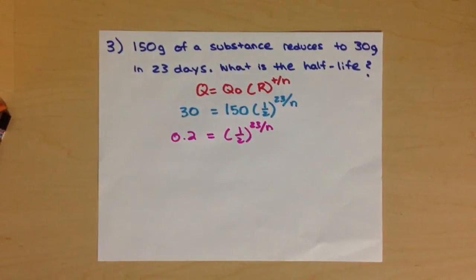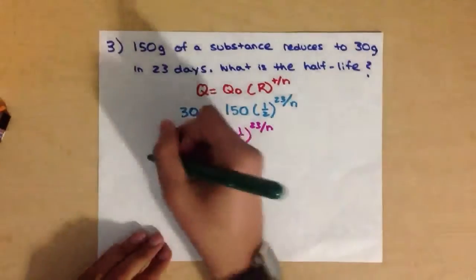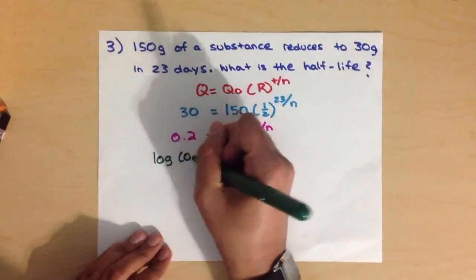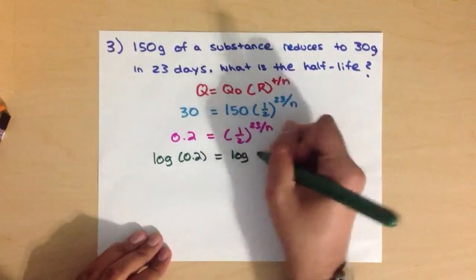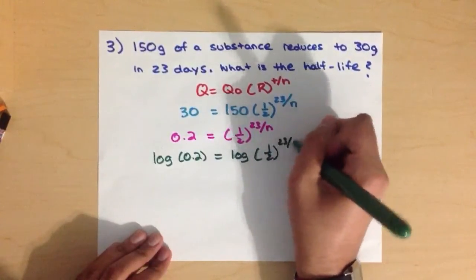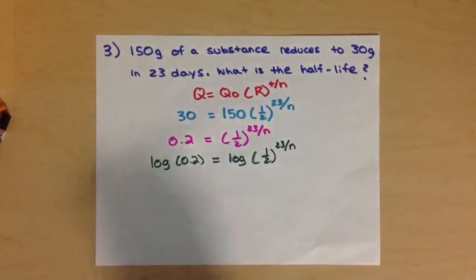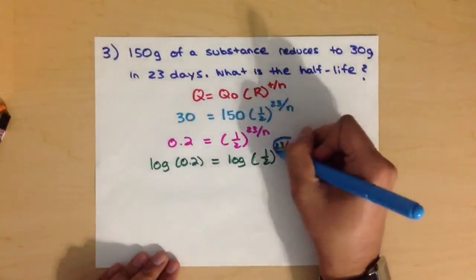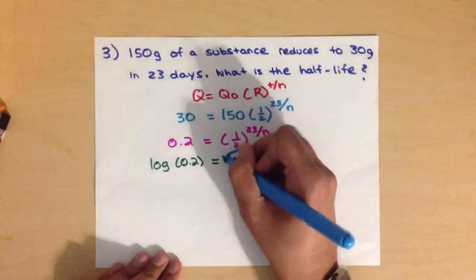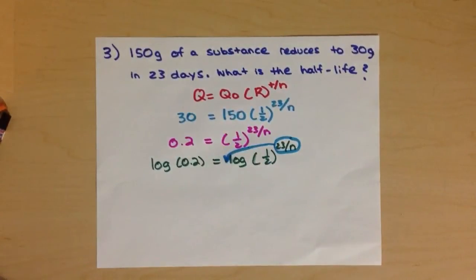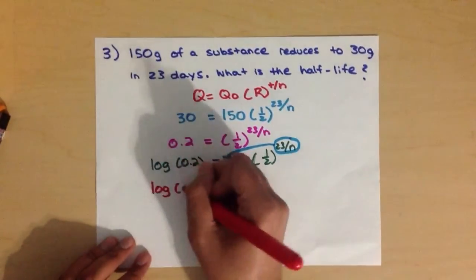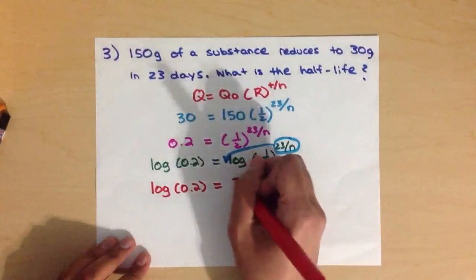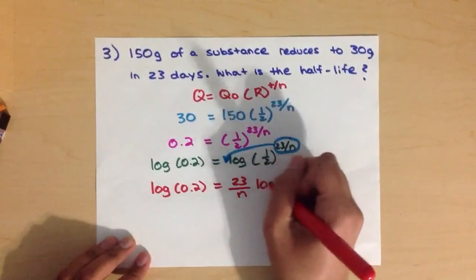Fair and simple. So let's log them. So this is going to be log of 0.2 equals log of half to the 23 over n. Again, we're going to use our log property, property of logarithms. If you don't know that, you should go back to the other video and watch how to use those ones. We're going to take this value on the power exponent and put it on the front. So writing it out, log of 0.2 is going to be equal to 23 over n log of half.